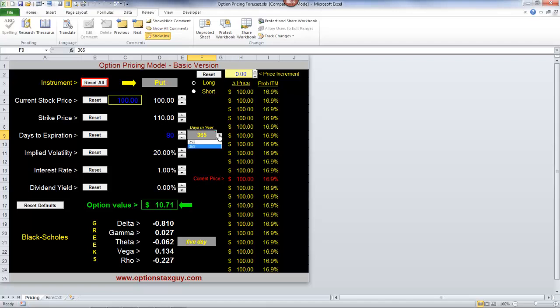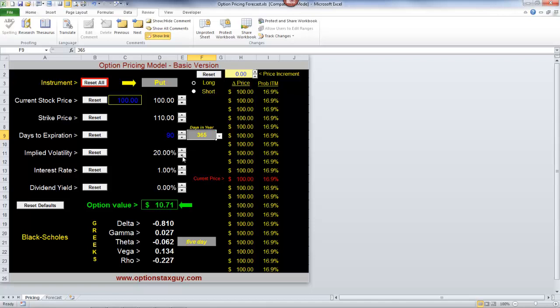Sometimes I like to use 252 days because it's a little bit more conservative, especially when I am trying to determine what strike price I want to use for a particular trade. If you'll notice down here how it changes when I do change the days in the year. It's about 50 cents. So change it back to 365 and go on.